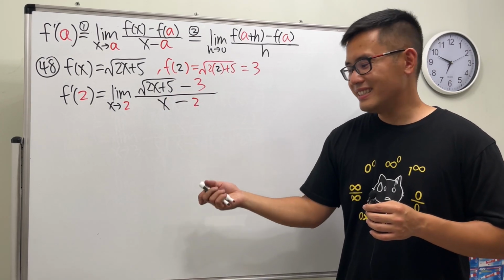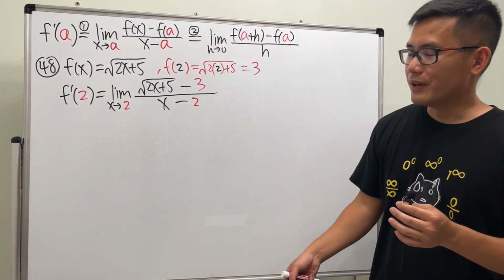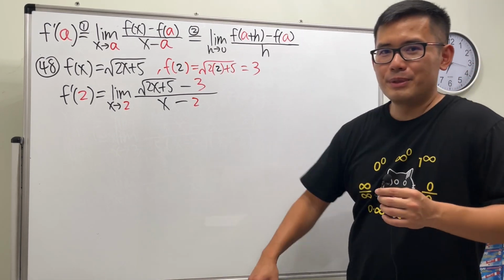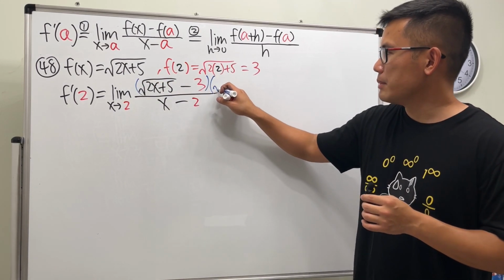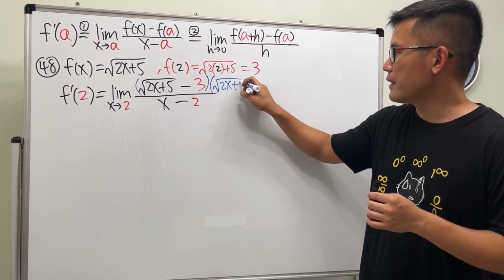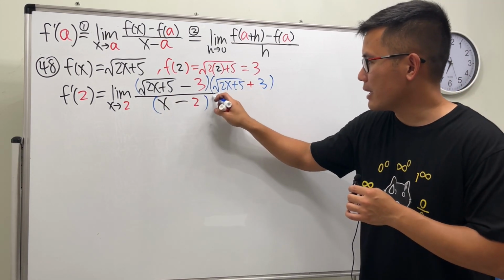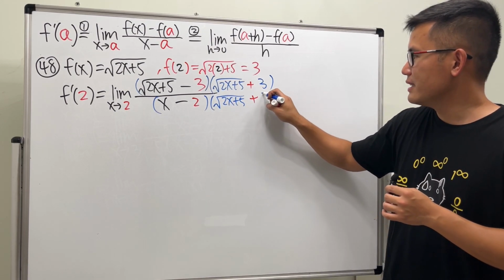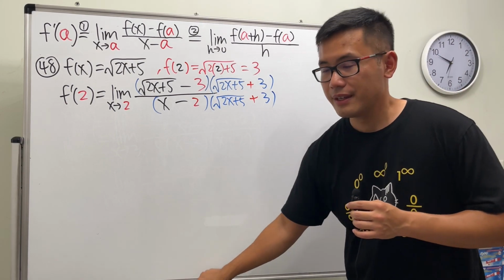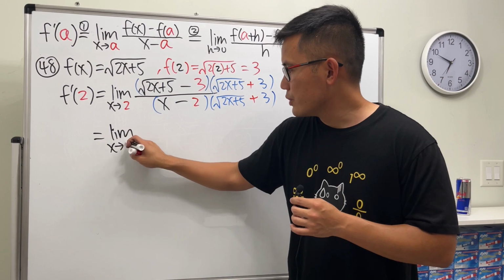Aha! Once we set this up, it becomes that algebraic limit question, right? So let's go ahead and just do the conjugate. Multiply the top and bottom by square root of 2x plus 5 plus 3, and then let's also do the same on the bottom, square root of 2x plus 5 plus 3. Okay. Now, this is the limit as x approaches 2.